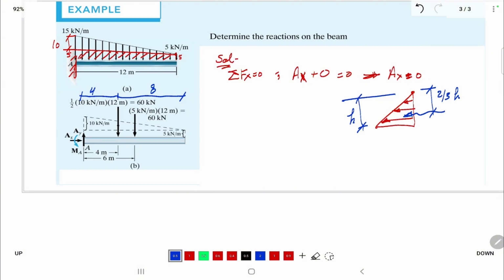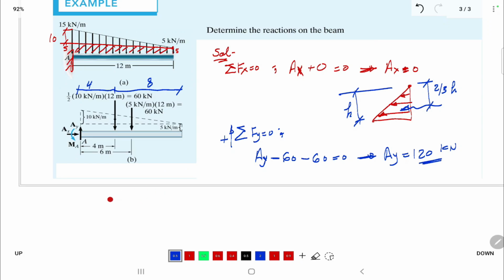Okay, so now sigma Fy equals 0. Everything up is considered positive. Then this one is Ay, it is up, so Ay plus, this one is positive. The uniformly distributed load is down, so it is minus 60. This one is also down, minus 60 as well. So equal to 0. That means Ay equal to 120 kilonewton.